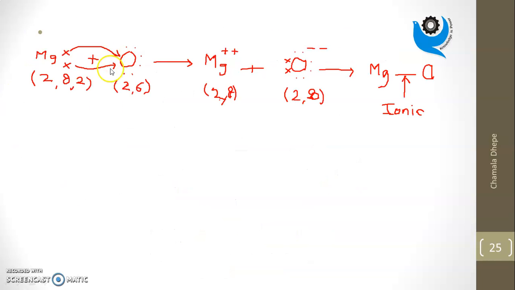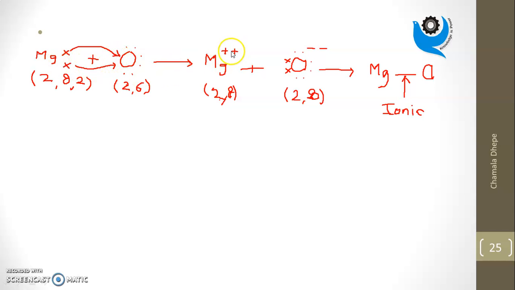Okay, so it is also represented like this. Mg, here 2,8,2, in the last orbit 2 electrons are there. The electrons of Mg are shown by the cross mark. And here is the oxygen. Here the electronic configuration is 2,6. The electrons of this oxygen are denoted by the dot. 1, 2, 3, 4, 5, 6. 6 electrons are there. To complete its octet, it needs 2 electrons, and those 2 electrons are gained from the magnesium.